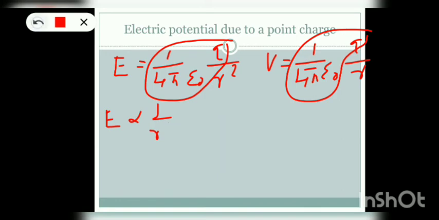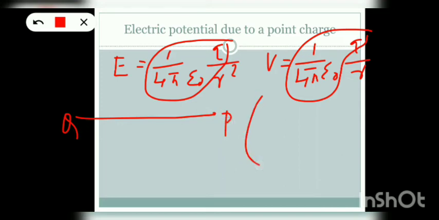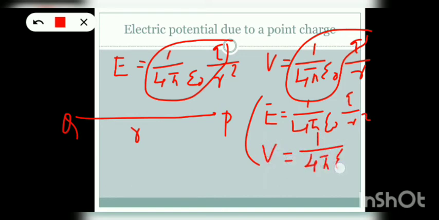Okay, so if we consider a charge here, and a point P here, the distance between point P and the charge is r. So at the point P, electric field will be 1 by 4 pi epsilon naught q by r square, and at the point P, potential is 1 by 4 pi epsilon naught q by r, right? So at this point P, electric field will be less than the potential, because electric field depletes faster than the potential. Okay.